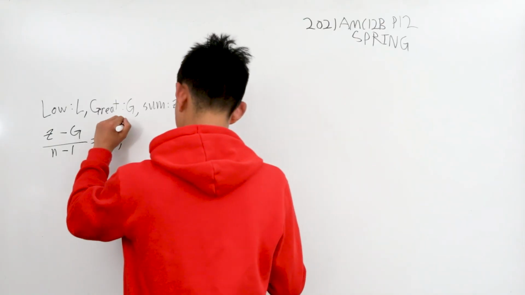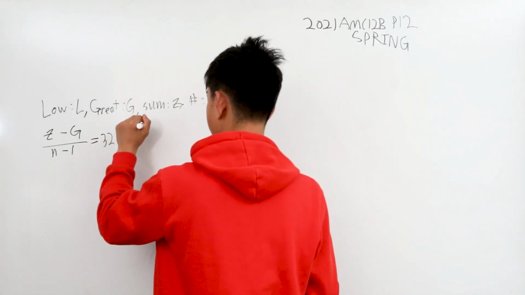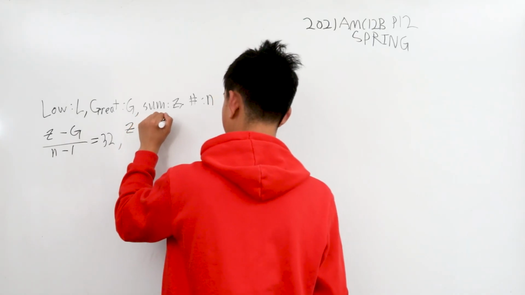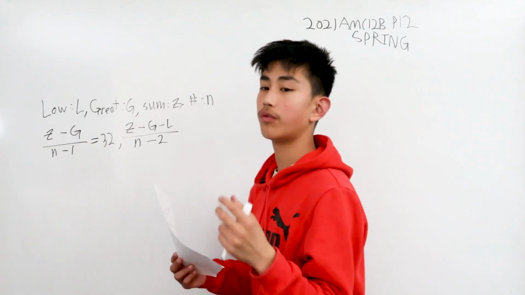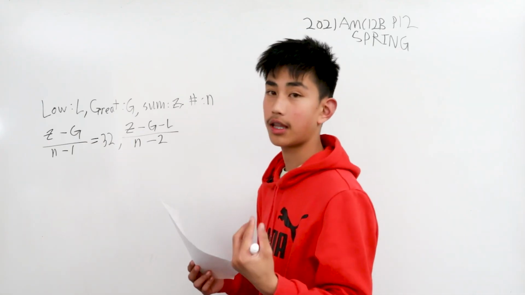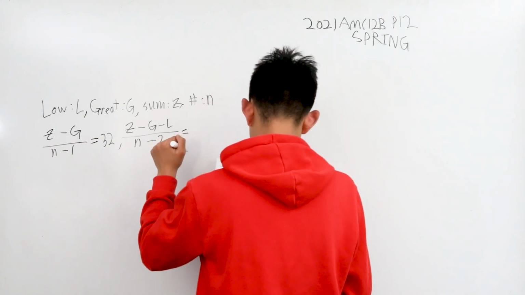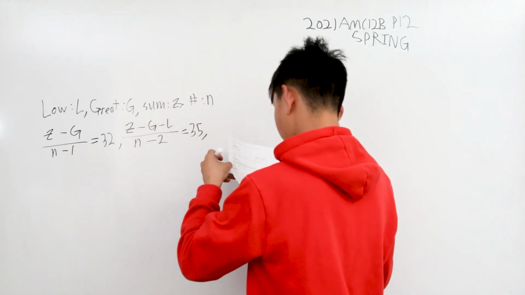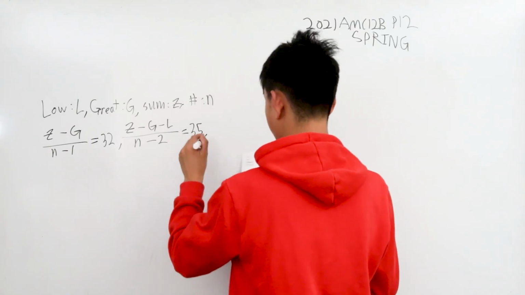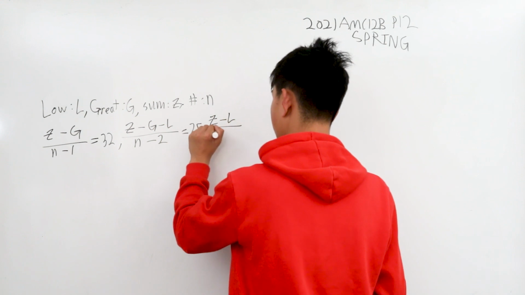Second one, if the least is also removed, so you subtract the greatest and the least. And then from the number of integers, you have to subtract 2 because you're removing two numbers, the greatest and the least. This rises to 35. And then finally, if the greatest integer is returned, we get Z minus L over n minus 1 is 40.